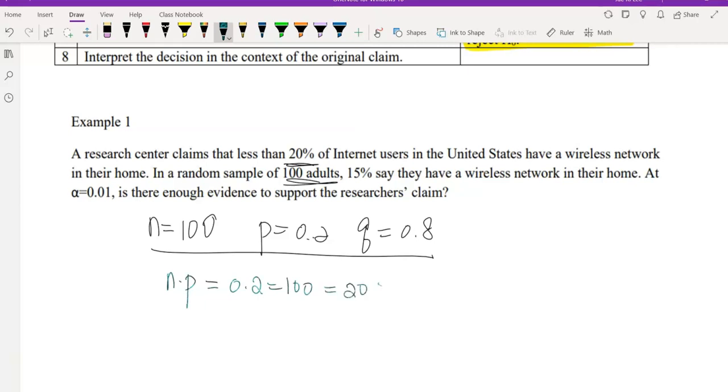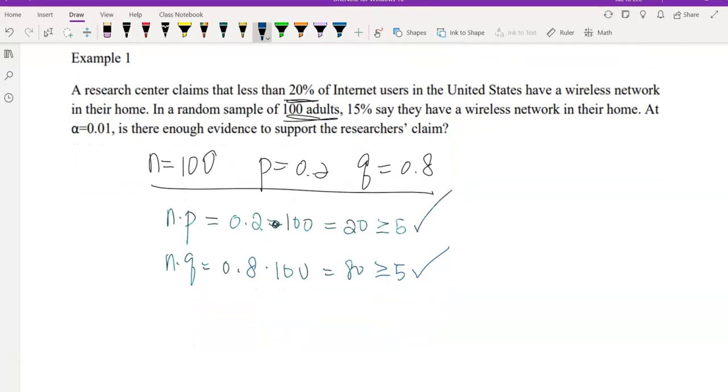Then I'm going to check n times p, which is 0.2 times 100 equal to 20, which is bigger than or equal to 5. So far so good. And then n times q equals 0.8 times 100, sorry, this is multiply, then equals 80, so it's bigger than or equal to 5. So now we can use proportion hypothesis testing. Now let's set up H0 and HA.